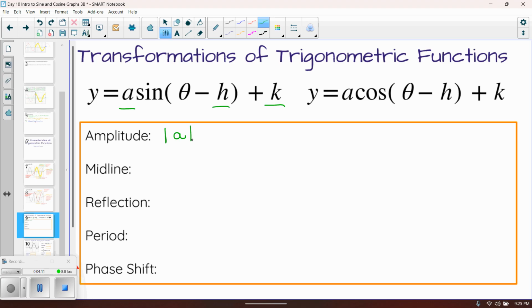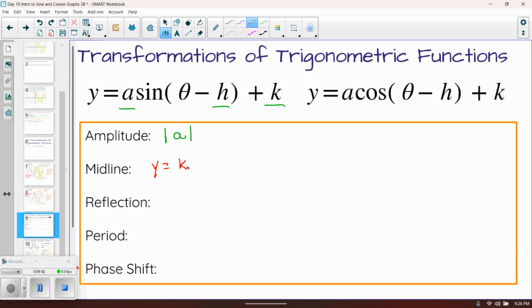And again, it is the distance from the midline to the max or the min. I'm not redefining it here. It is on the other pages. The midline is very, very easy to find from these equations because the midline is the K value. If you think about it, K shifts everything up and down. So the midline will go with it. The midline is simply y equals K. It makes it very, very simple to find.